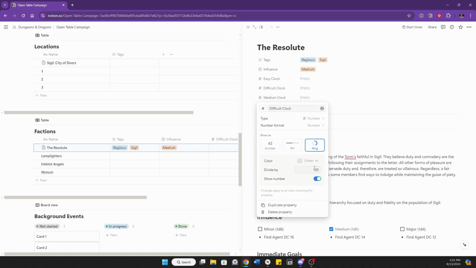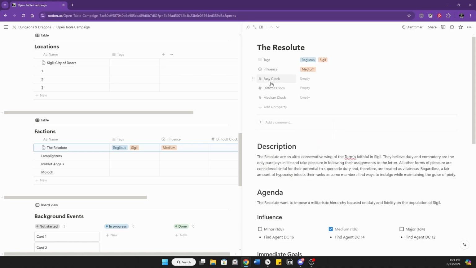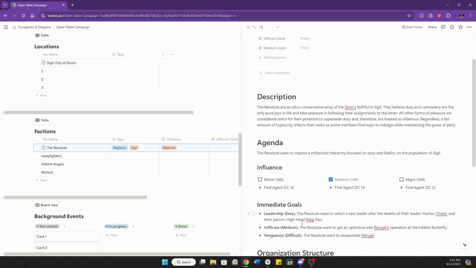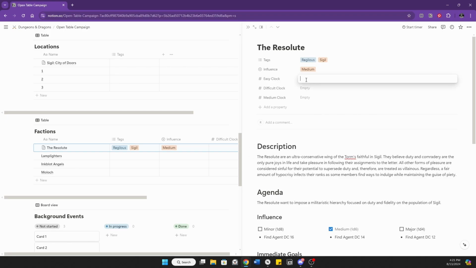All right, ring. And this one is going to be 8 segments. Okay, so what's going to happen is that when the faction takes an action and they attempt to move closer to one of their immediate goals, off screen, we roll the die and they get a result of 1. Well, then one of these wedges gets filled in. And so now you can see we are a quarter of our way there.